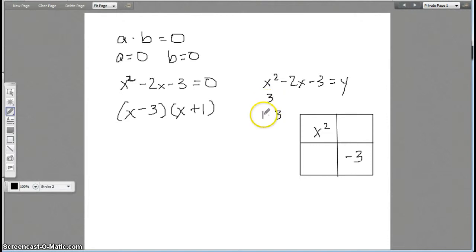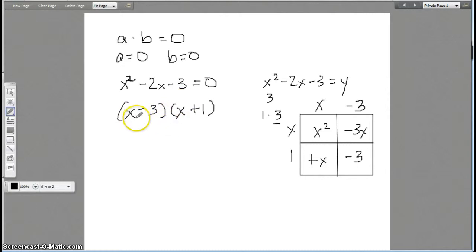The only factors of 3 are 1 and 3. Since this is negative, that means we need to subtract these numbers. And the bigger one has to be negative because our middle number is negative. So that means the 3 has to be negative. So we'll do a negative 3x and a positive x. And then we just find the greatest common factor of each row and of each column. In the first row, the greatest common factor is x. In the second row, the greatest common factor is 1. In the first column, the greatest common factor is x. In the second column, the greatest common factor is negative 3. And you see we get x minus 3 times x plus 1, which is just what we have over here.